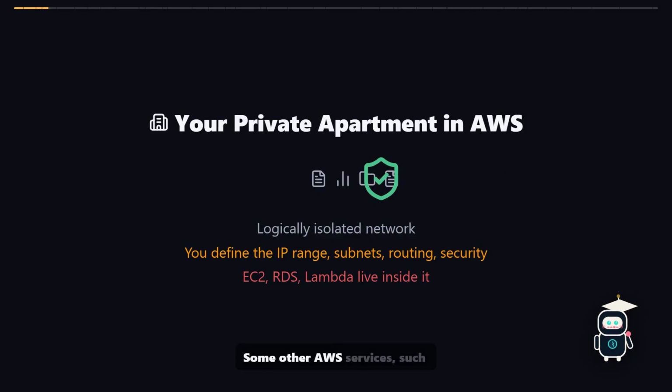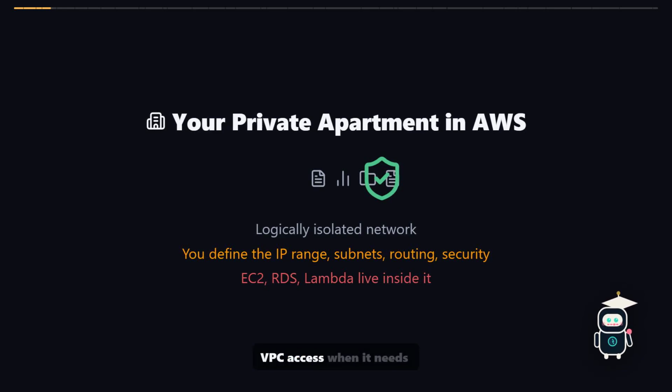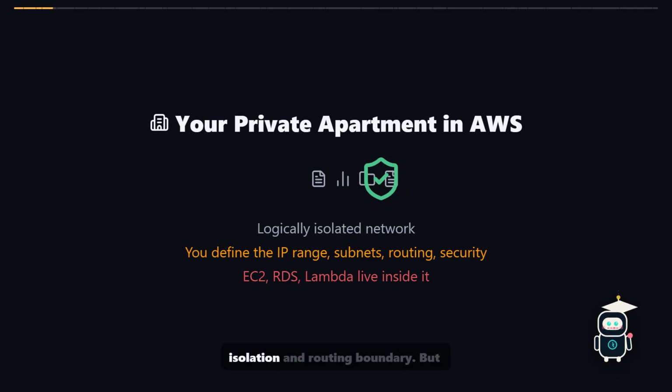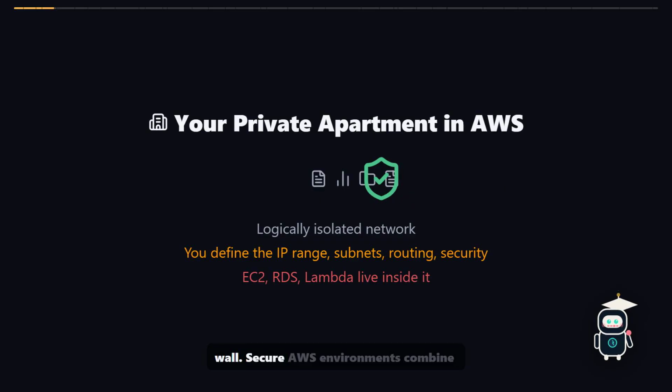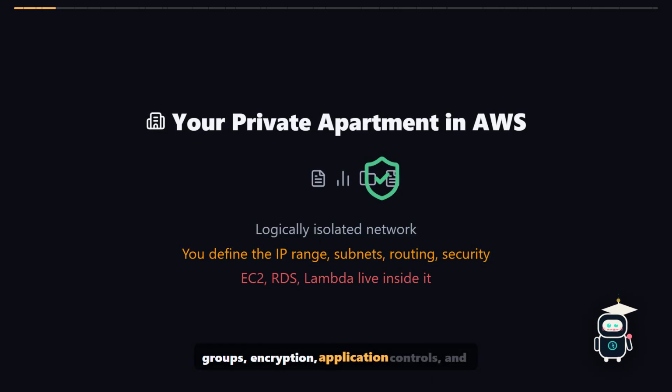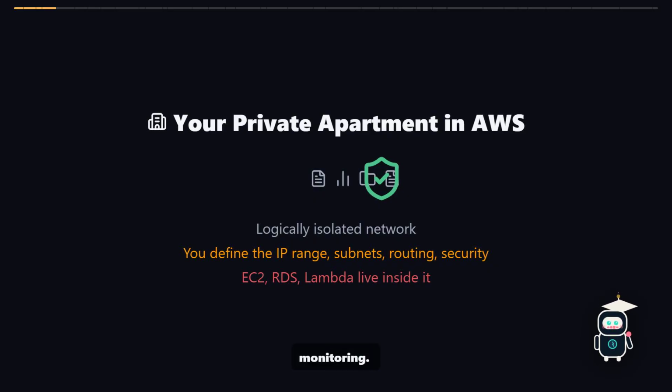Some other AWS services, such as Lambda, run in AWS managed networking by default. You explicitly configure a Lambda function for VPC access when it needs to reach private resources in your VPC, such as a private database or internal service. The VPC is an important isolation and routing boundary, but it is not the only wall. Secure AWS environments combine VPC design with IAM, security groups, encryption, application controls, and monitoring.